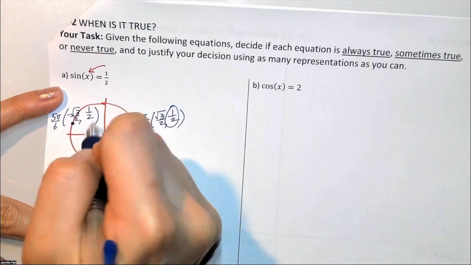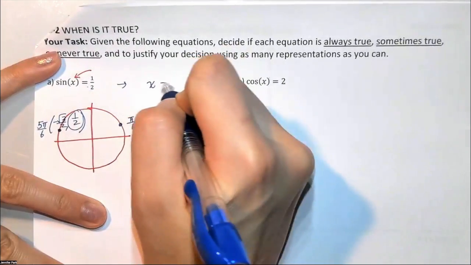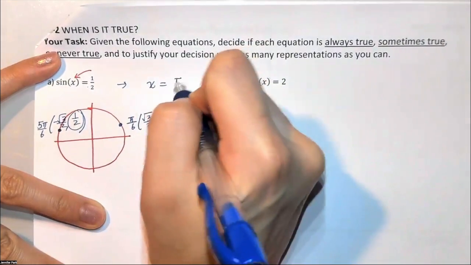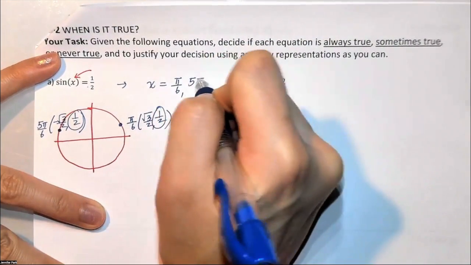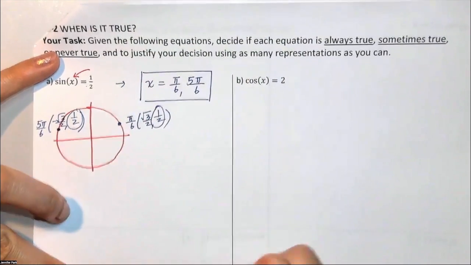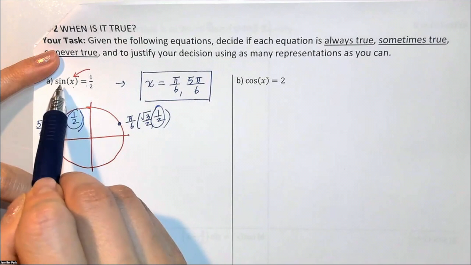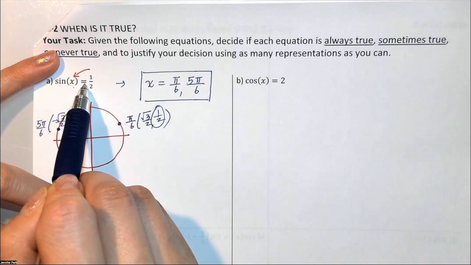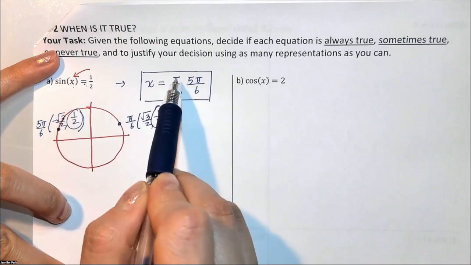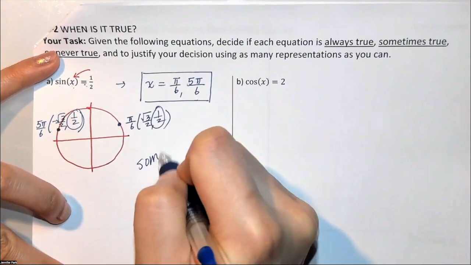So then your answer for this equation is that x values are pi over 6 and 5 pi over 6, meaning this is sometimes true. This equation will only be true, meaning sine of x will be equal to positive 1/2 only if x equals pi over 6 or 5 pi over 6. Sometimes true.